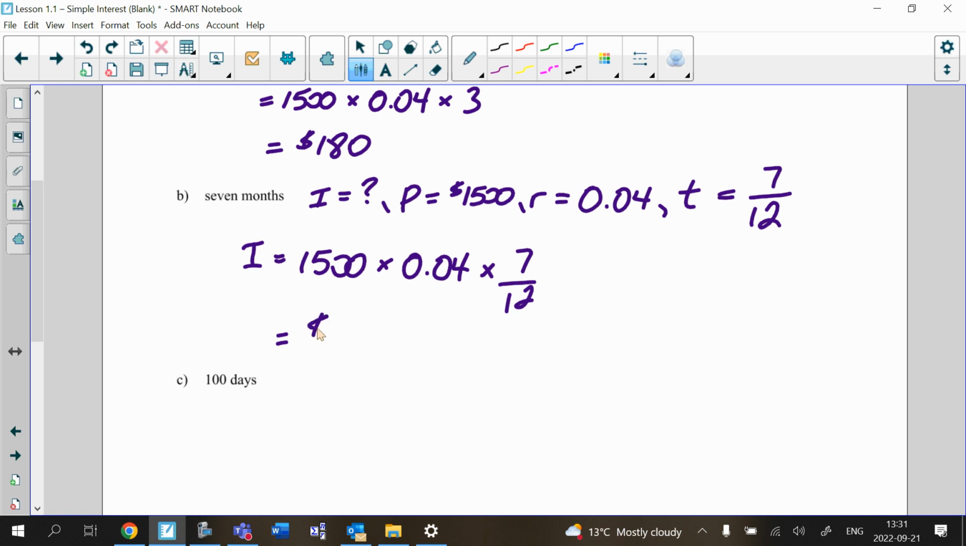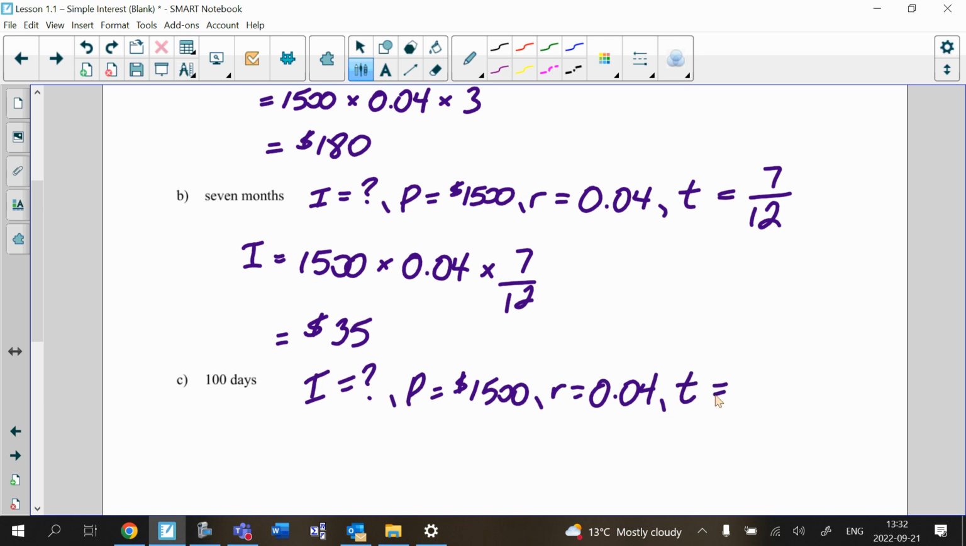Same question, but this time she only invested for 100 days. So I is what we're still trying to find. P is still $1,500. R is still 0.04, but T changes. What do you think? 100 days out of how many in a year? 365. So this is what you would divide by.